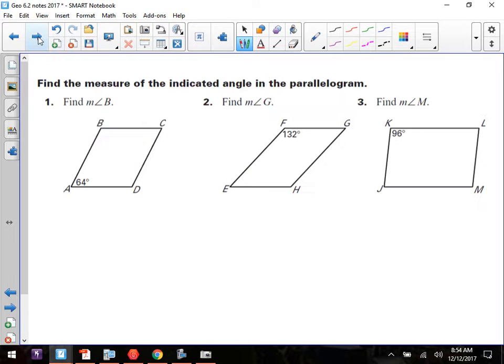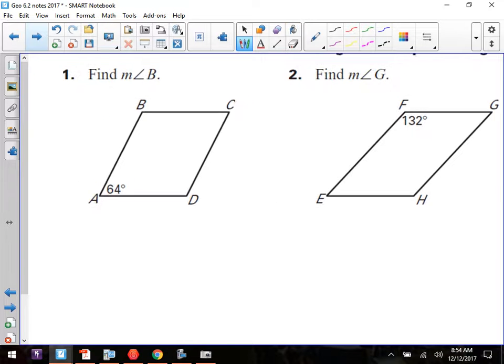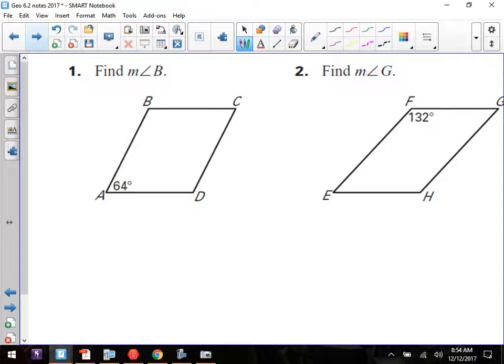All right, let's do some problems. We'll go one by one here. So let's see here. These are all given to you to be parallelograms. So if A is 64, what would B have to be? 116, yeah, it's got to be a supplement because it's next to it. It's not across from it. Remember, that's the difference here. Can you identify if it's an opposite angle or is it a next to angle? B is a next to angle. So it's a supplement. So like you said, it'd be 116.